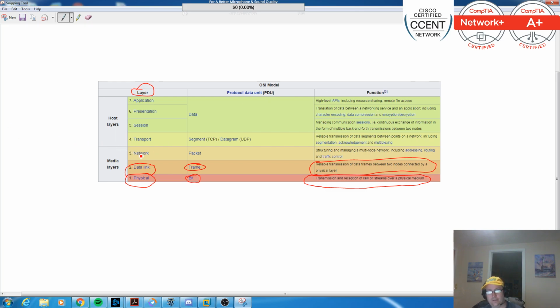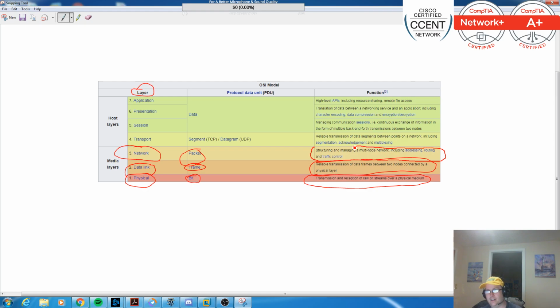So the next one is layer 3, which is called the network layer. It uses the protocol data unit packets. The function of the network layer is structuring and managing a multiple node network, including addressing, routing, and traffic control. Now, when it says addressing, it should be a specific address here. At least that's how I want you to think about it.